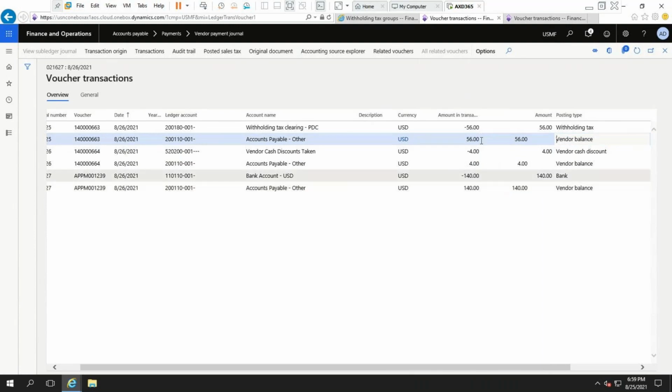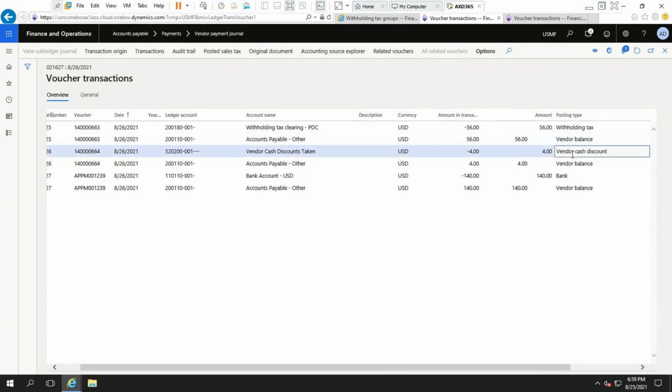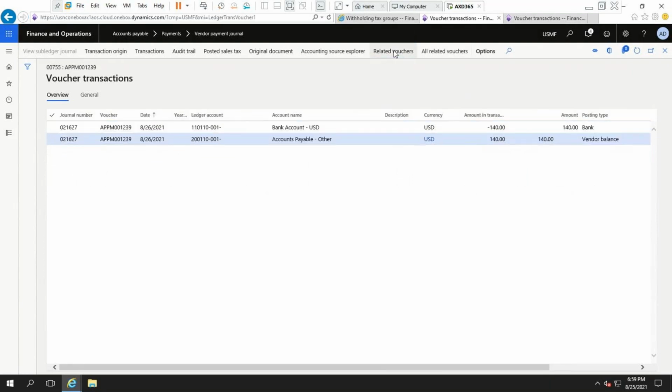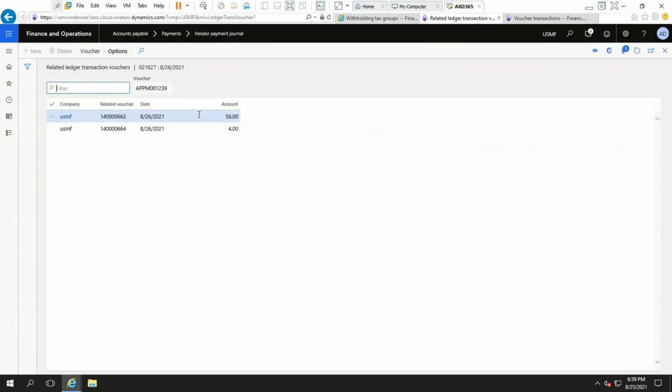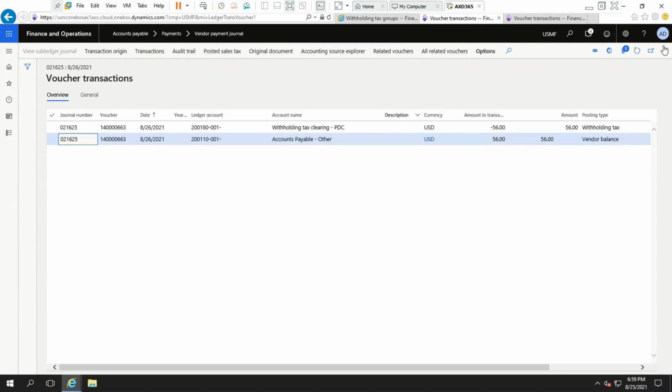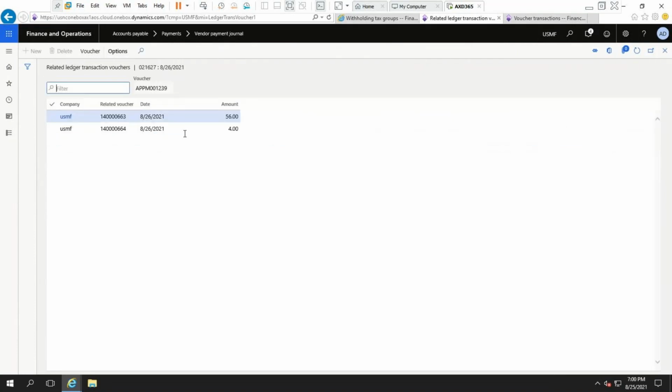So what happens like this? $4 is discount, $56 is withholding tax. This was nullified. So if you want, you can see like this also. Related vouchers. It will show you one is 56. You can see the voucher withholding tax lines, and you can go to another voucher, the $4 voucher.